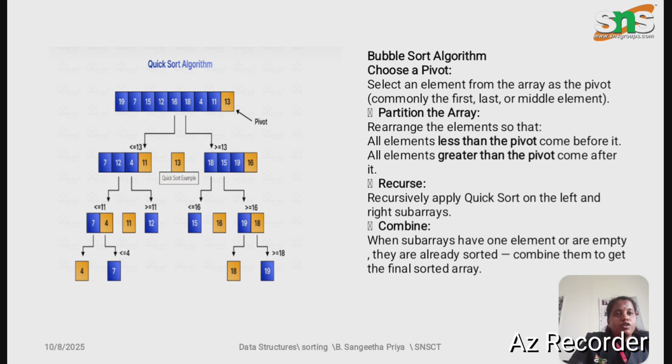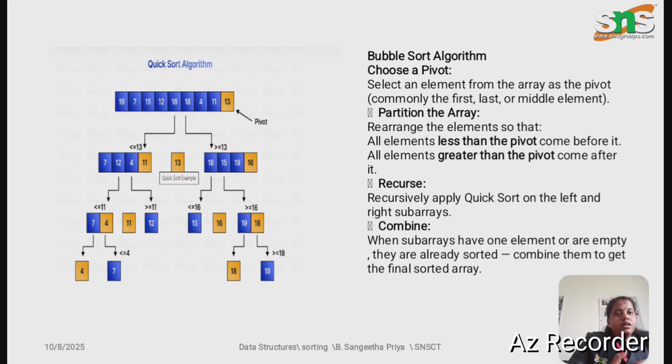The algorithm for quick sort is: first, choose the pivot value, selecting an element from the array as the pivot, commonly the first, last or middle element. Then partition the array, rearranging the elements so that all elements less than the pivot come before it, and all elements greater than the pivot come after it.